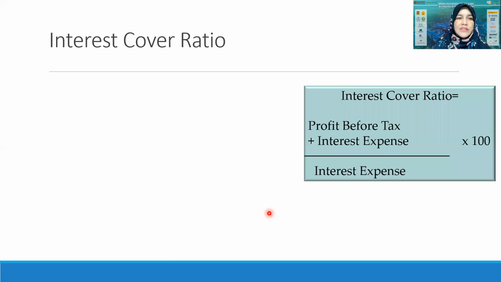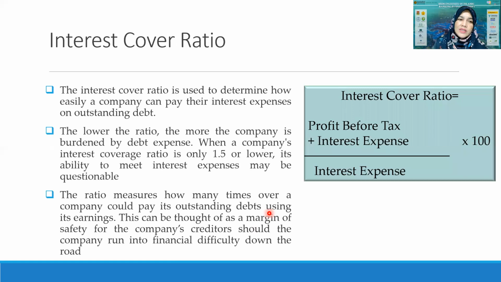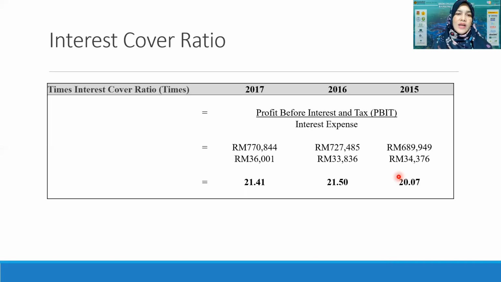Okay, this is the last one, interest cover ratio. This is actually showing the ability of the company to pay off the interest. So the amount that they take here is profit before interest and tax, and then after that, they divide by interest expense. So this is to see how much coverage they have in terms of interest. For Nestle, the ratio is 20, 21, and 21. So not much different from one year to another, right?